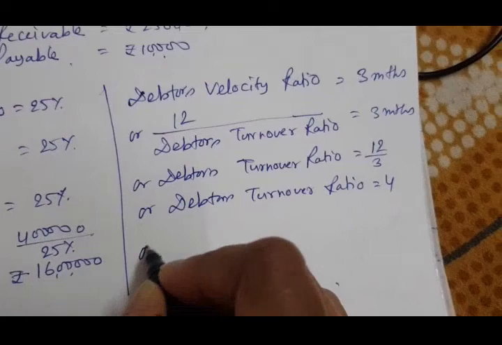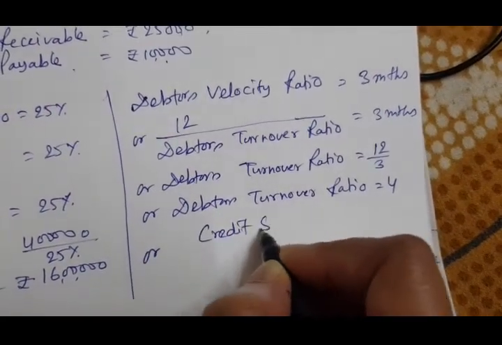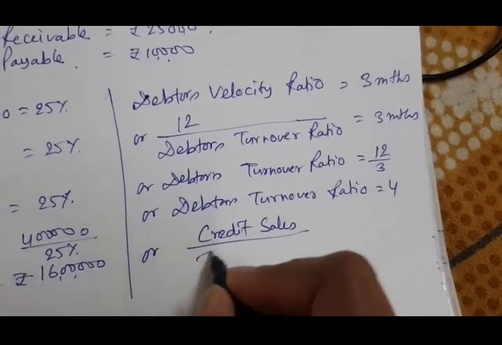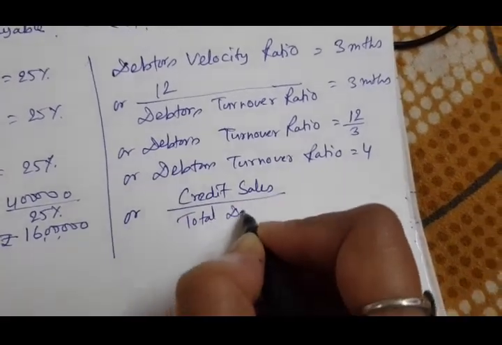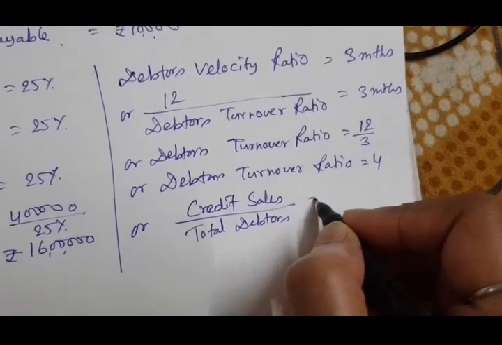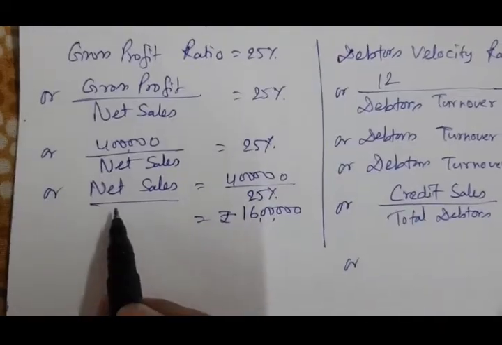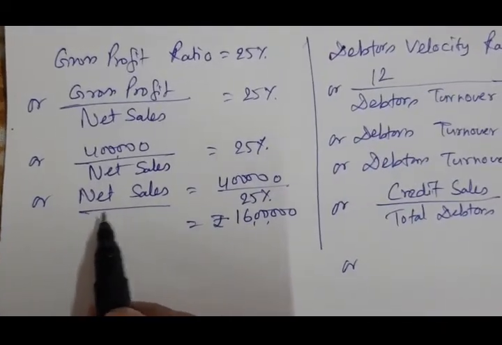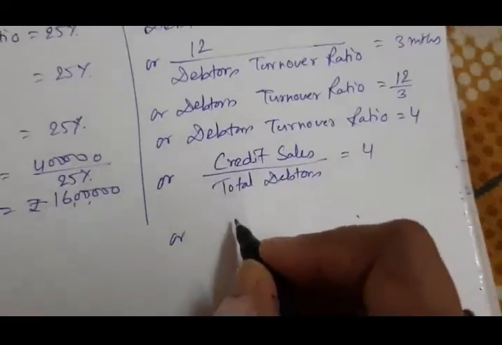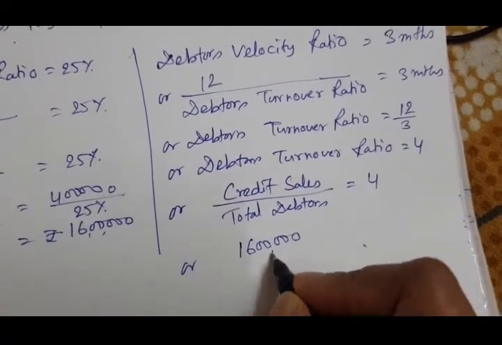Let me now write the formula. For debtors turnover, it is credit sales, because debtors are related to credit sales, so it is credit sales divided by total debtors is equal to 4. See here, credit sales is not known to us, so this net sales will be your credit sales. So it's how much? 16 lakh. Just now we have computed 16 lakh.